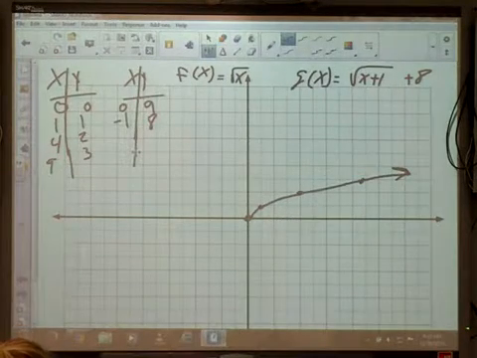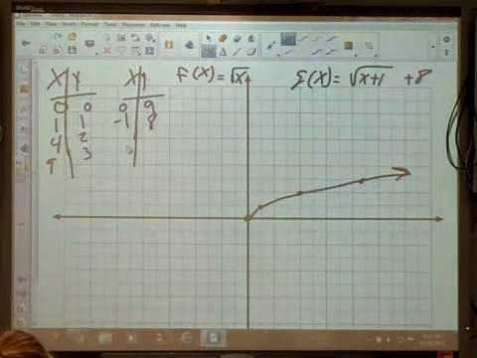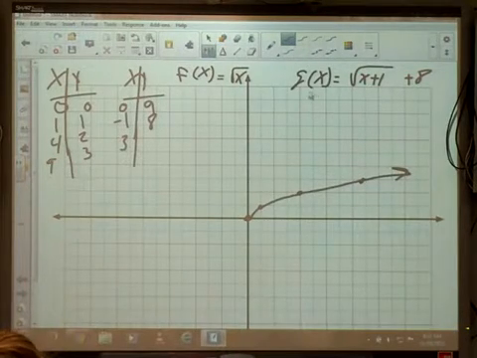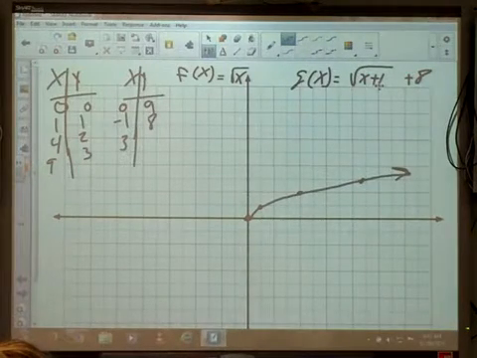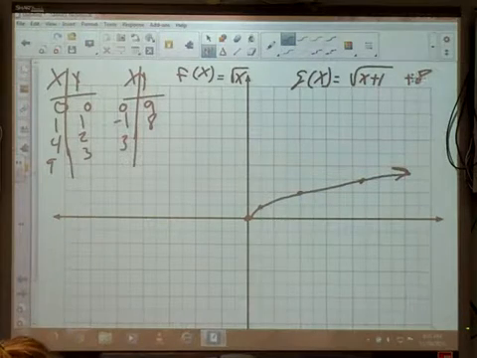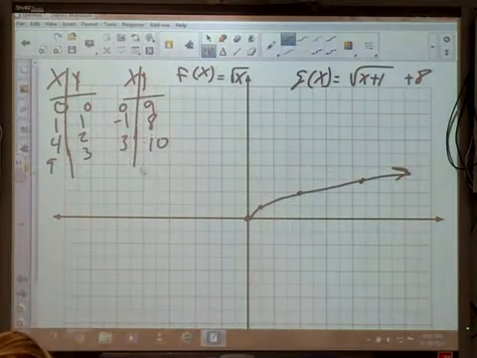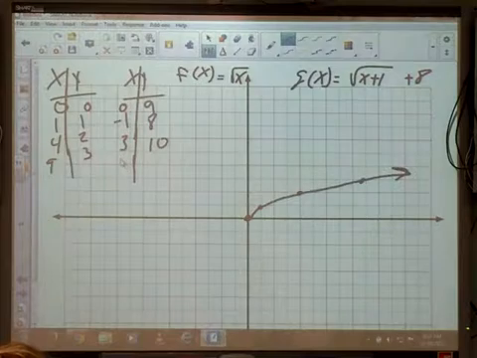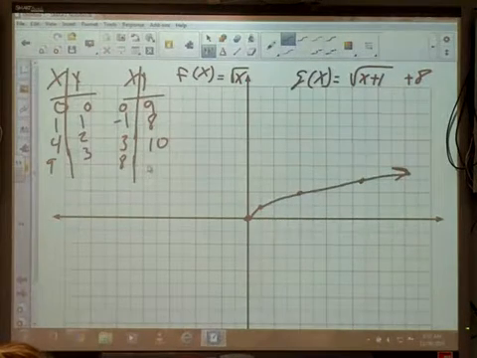If you get a 4, is how I'm doing this in your head wrong? A 3 and a 2. Yeah, 3 and 2. 3 plus 1 is 4. Square root of 4 is 2. 2 plus 8 is 10. 8 and 11. 8 plus 1 is 9. Square root of 9 is 3. 3 plus 8 is 11.